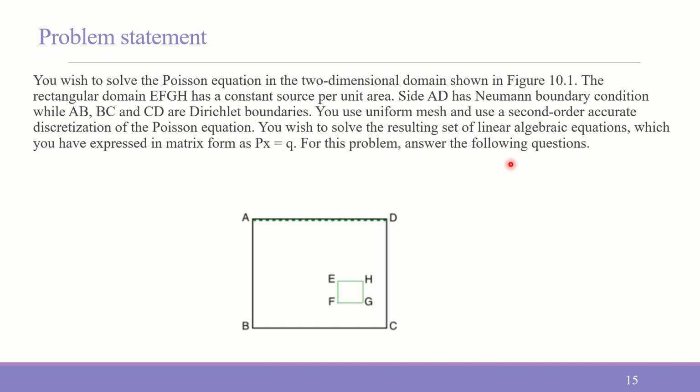for the Poisson equation, and now we need to solve the resulting set of linear algebraic equations that we obtained after discretizing the Poisson equation. We need to answer the following questions. I hope the statement is clear. Just take a quick look at it, we will see this problem.